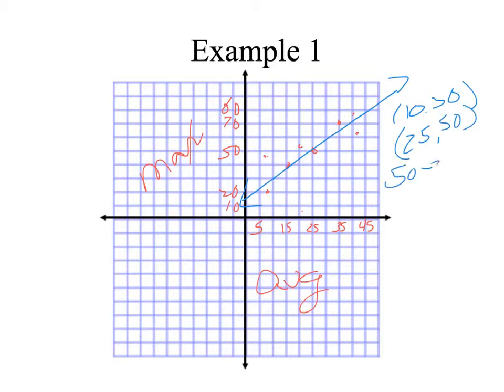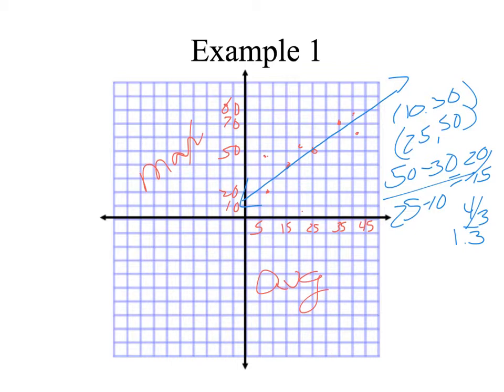So 50 minus 30 over 25 minus 10. That's going to give me 20 over 15, which will be 4/3, which will be the same as 1.3 repeating.